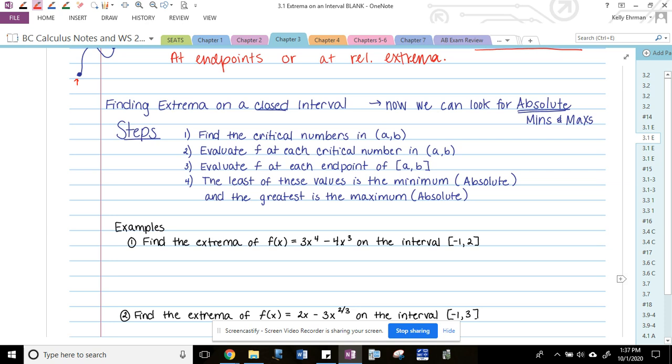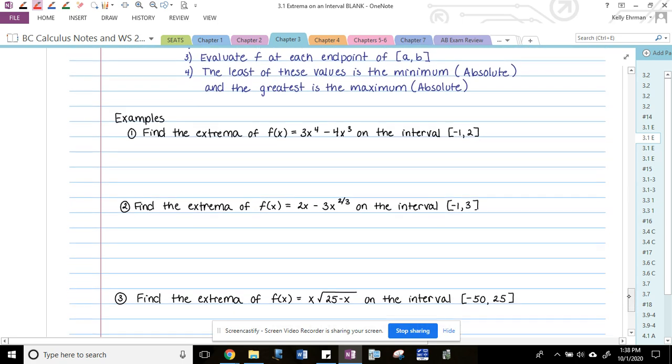Okay, finding extrema on a closed interval, so endpoints are included, means that we can now look for absolute maximum and minimum values. So your steps are going to be find critical numbers, evaluate the function at each critical number, evaluate the function at each endpoint, and the least of those values will be the minimum, the highest will be the maximum. Okay, so find the extrema. When it just says find the extrema, you're saying finding the y values. If it said find the points, you'd find x, y points.